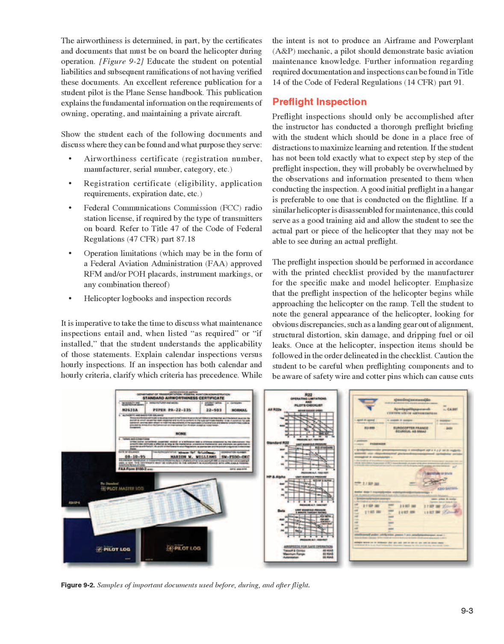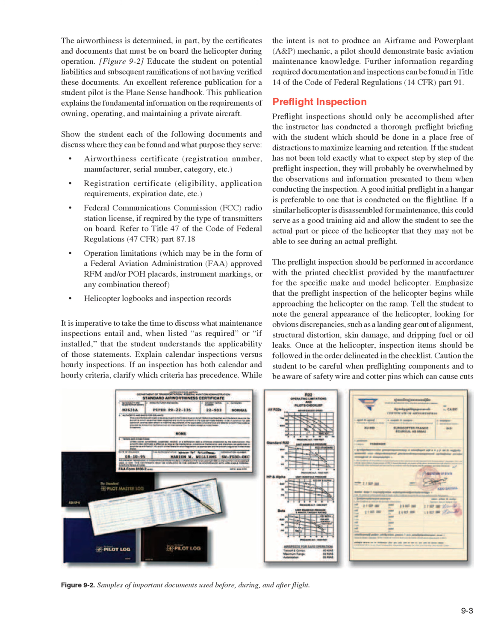Show the student each of the following documents and discuss where they can be found and what purpose they serve: airworthiness certificate (registration number, manufacturer, serial number, category, etc.); registration certificate (eligibility, application requirements, expiration date, etc.); Federal Communications Commission (FCC) radio station license, if required by the type of transmitters on board. Refer to Title 47 of the Code of Federal Regulations (47 CFR), Part 87.18. Operation limitations, which may be in the form of a Federal Aviation Administration (FAA) approved RFM and/or POH, placards, instrument markings, or any combination thereof.